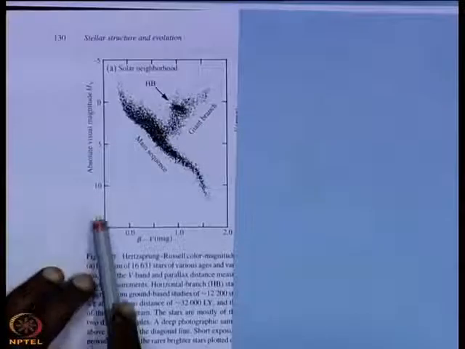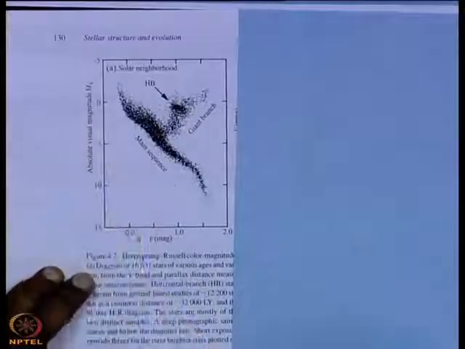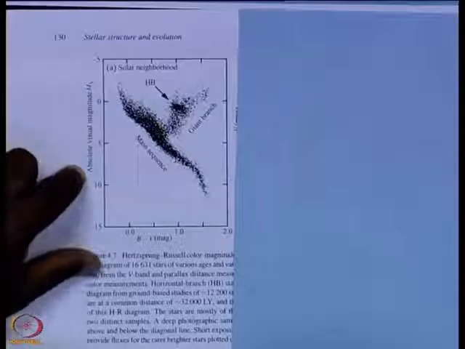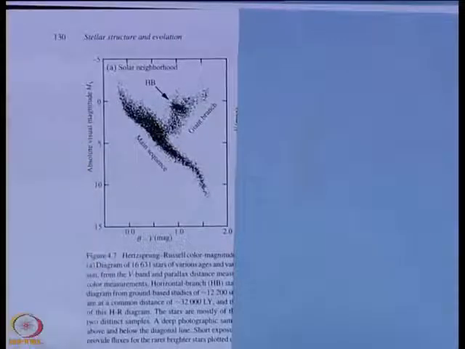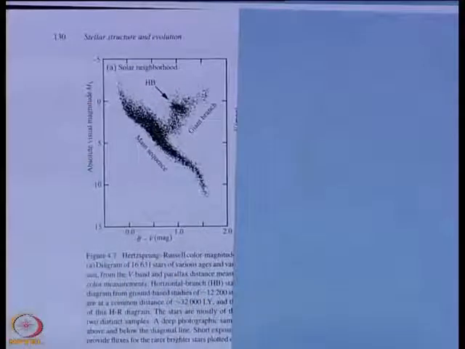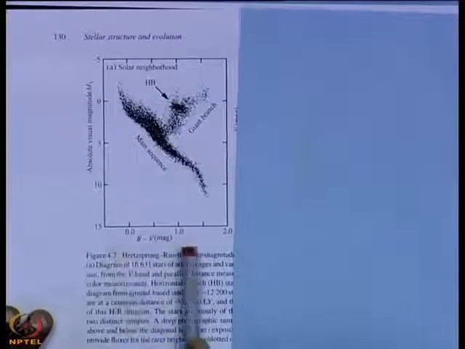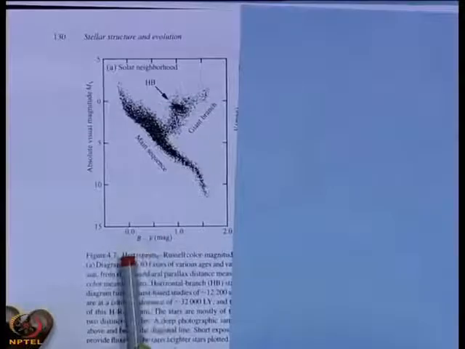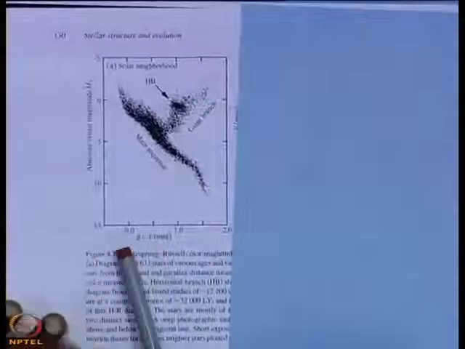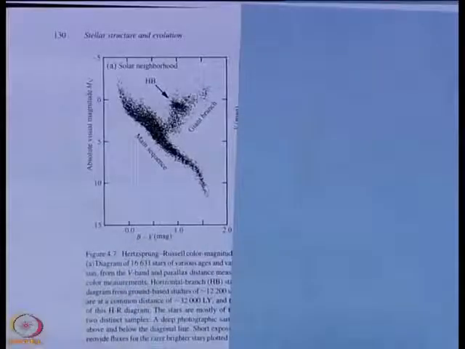The luminosities are what have been measured. So this is the absolute magnitude, measured using the Hipparchus data. The Hipparchus satellite measured the distances, which goes into determining the absolute magnitude. This is the difference of the apparent magnitudes in the B band and the V band, and this has been measured from ground based observations. Hipparchus basically gives the distances.